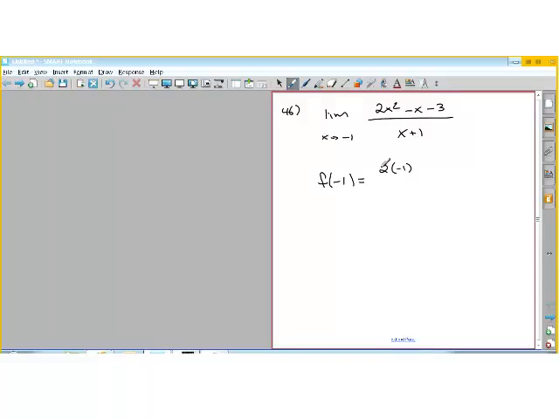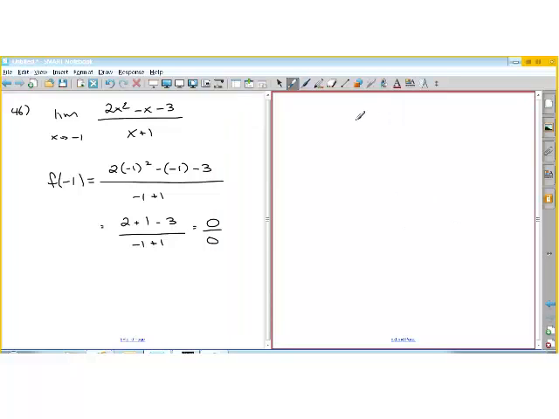So we get 2 times negative 1 squared minus a negative 1 minus 3, divided by negative 1 plus 1. Negative 1 squared is positive 1, so positive 1 times 2 is 2. Negative 1 times negative 1 is positive 1. Subtract 3, divided by this, and you can see it does become indeterminate. So that means that if we factor this, we should have that. It kind of helps you figure out almost what to factor.